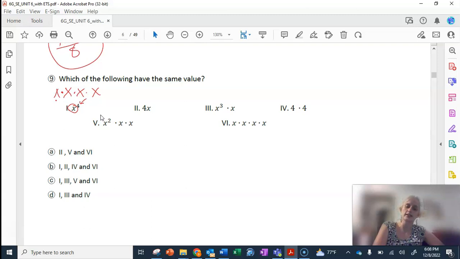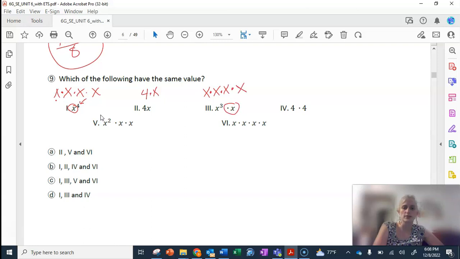This 4 and this x means 4 times x. Is that the same as x times x times x times x? I don't think so. X to the power of 3, which means x times x times x. That's x to the power of 3. And then also times another x.